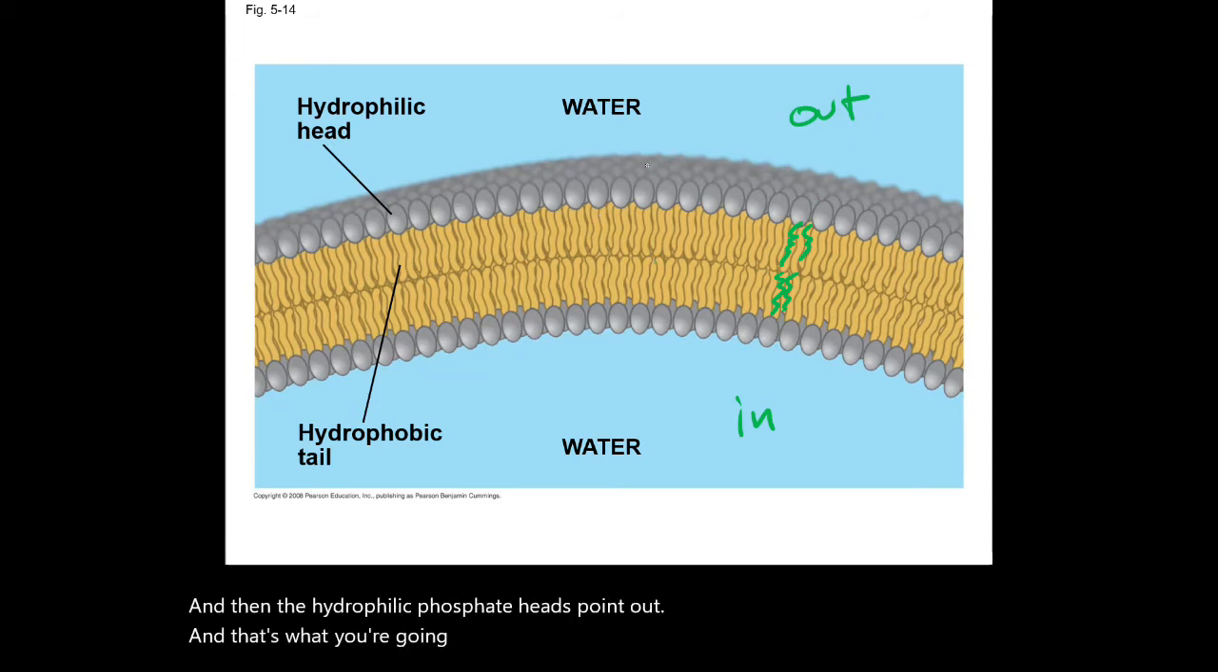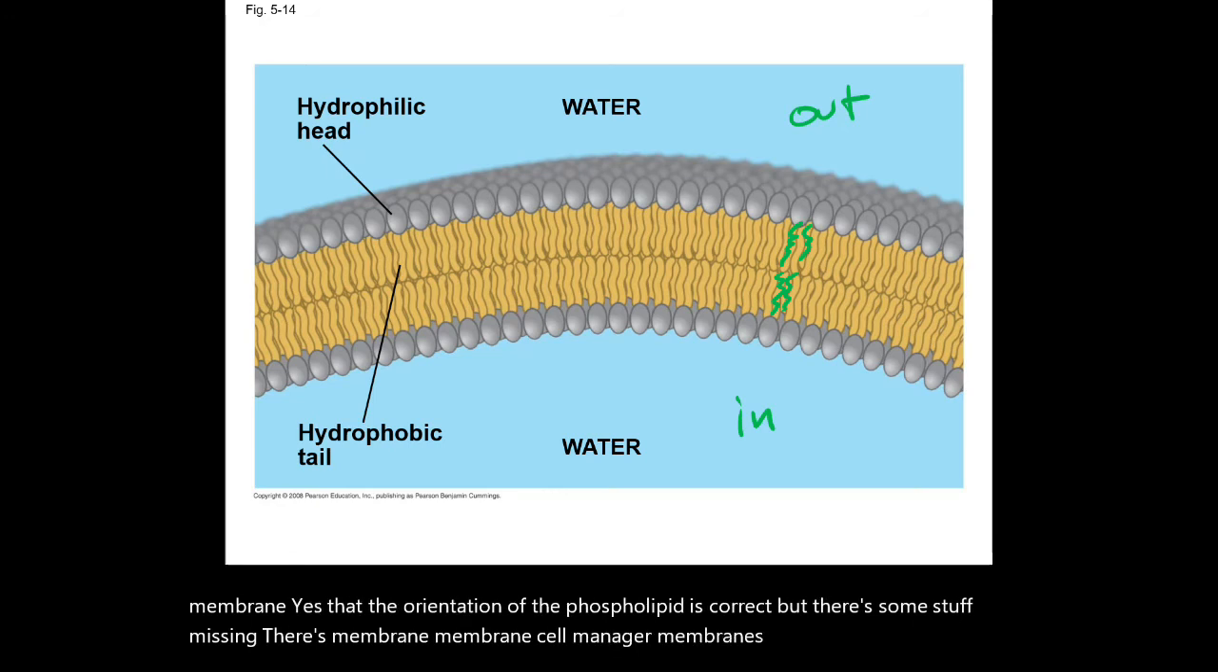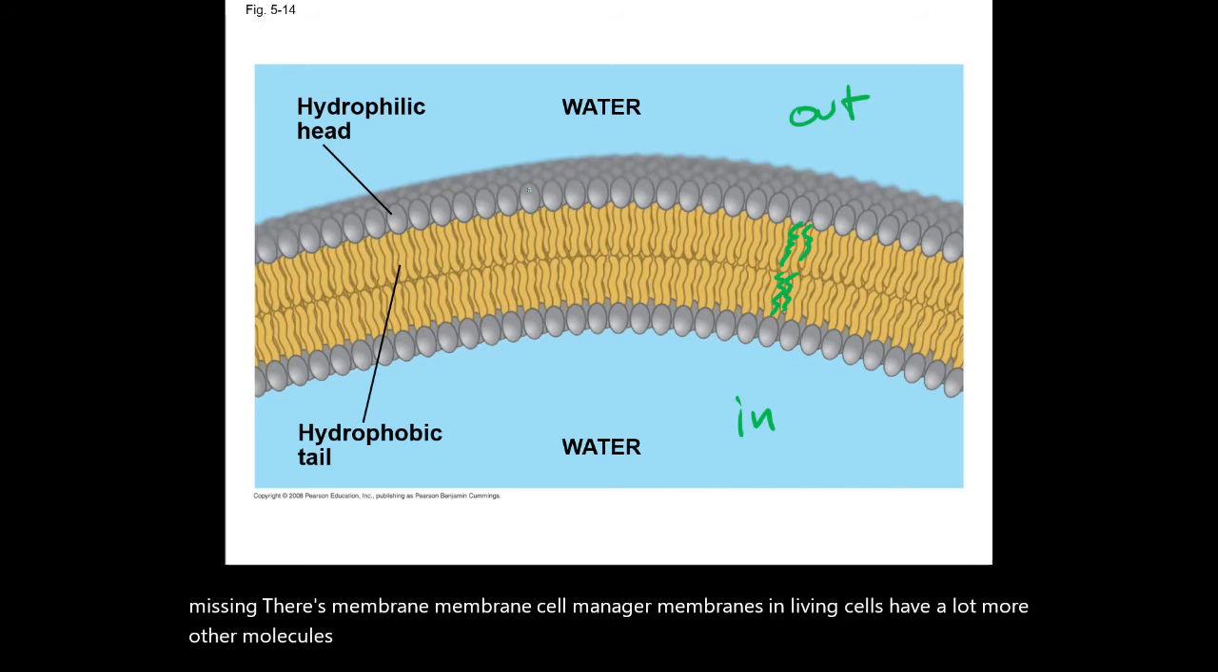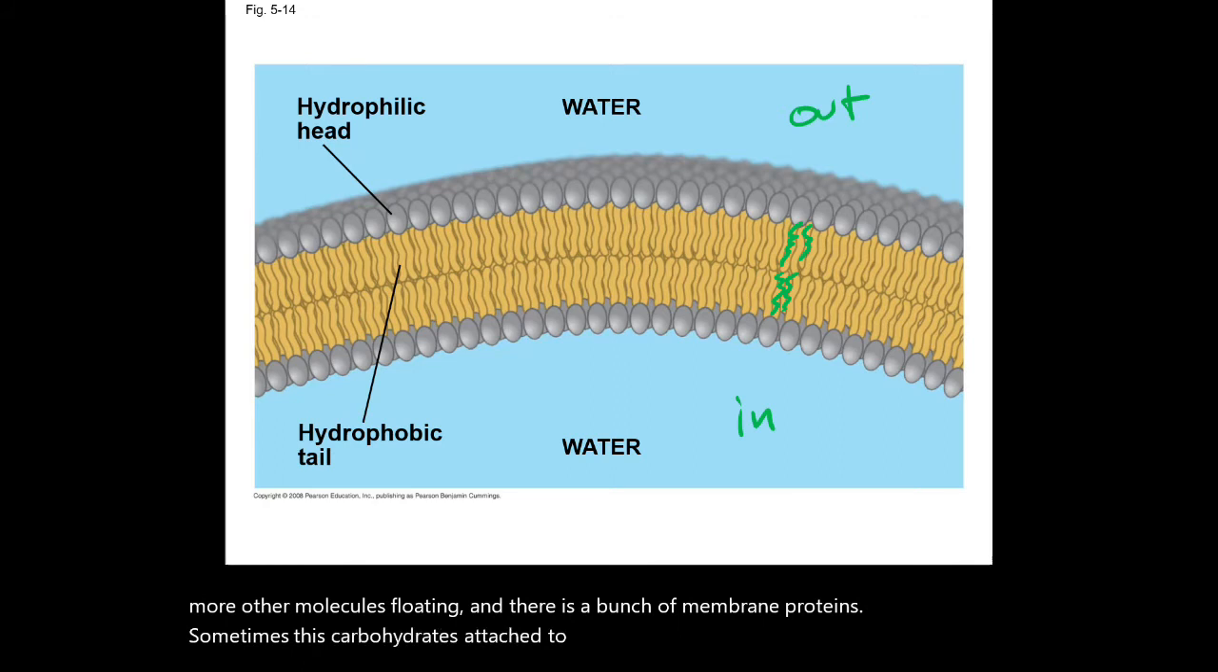Now, this is not necessarily a realistic depiction of the membrane. Yes, the orientation of the phospholipids is correct, but there's some stuff missing. Cell membranes in living cells have a lot of other molecules floating in there. There's a bunch of membrane proteins. Sometimes there's carbohydrates attached to the phospholipids, and there's also cholesterol molecules floating along inside the membrane here.